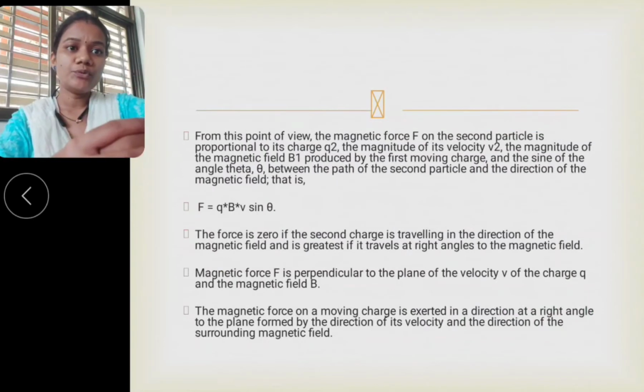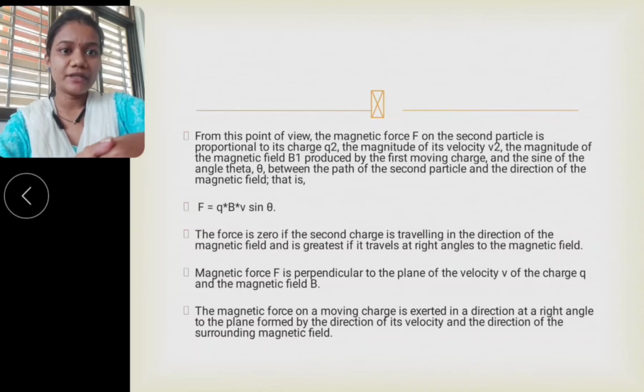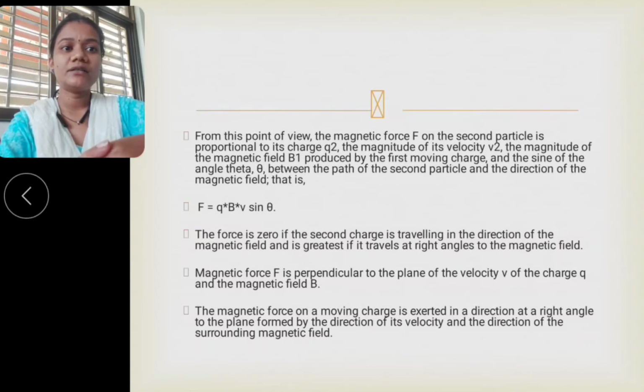From this point of view, the magnetic force F on the second particle is proportional to the charge Q. The expression for F is equal to Q into B into V sine theta, where Q is your charge. The force is 0 if the second charge is traveling in the direction of the magnetic field, and it is greatest when traveling at right angles to the magnetic field. The magnetic force F is perpendicular to the plane of velocity V and the magnetic field B. V is nothing but your velocity.